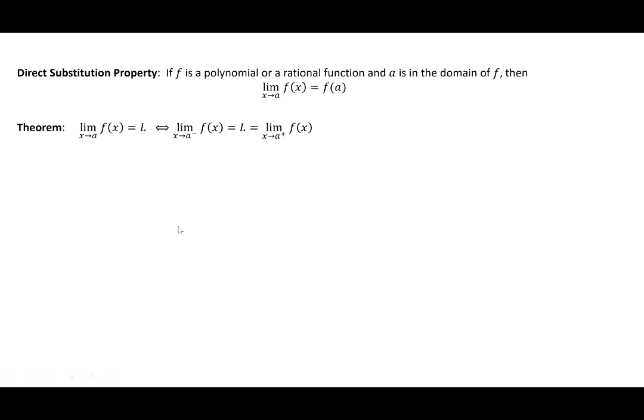Whoa. Limit of f of x as x approaches a equals L. What's with the double arrow? Hey, remember from that logic thing? That is if and only if. Limit of f of x as x approaches a equals L, if and only if limit of f of x as x approaches a minus equals L, and that should be equal to limit of f of x as x approaches a plus. This is something we already discussed in the previous section, right?